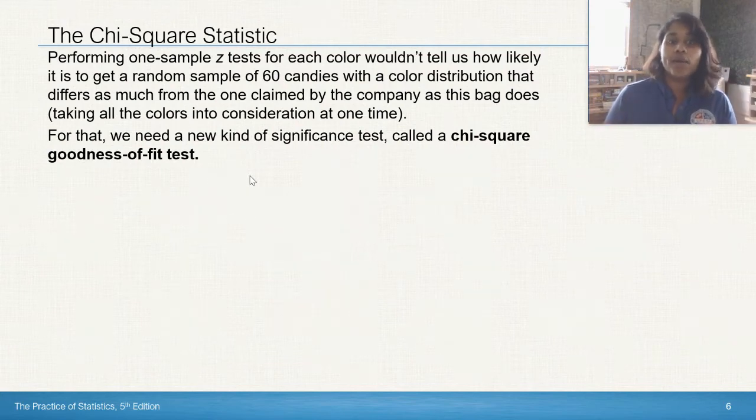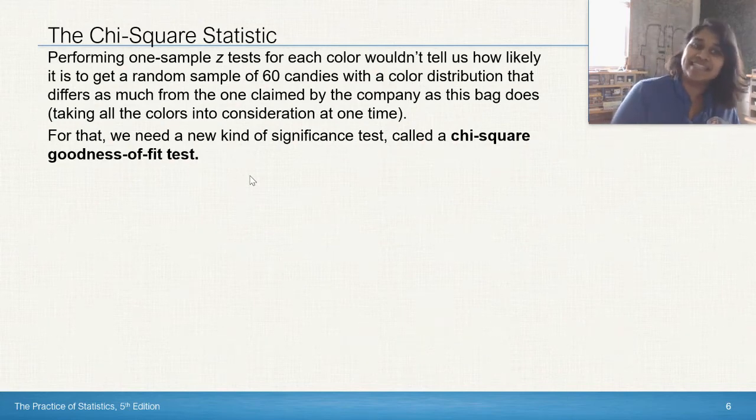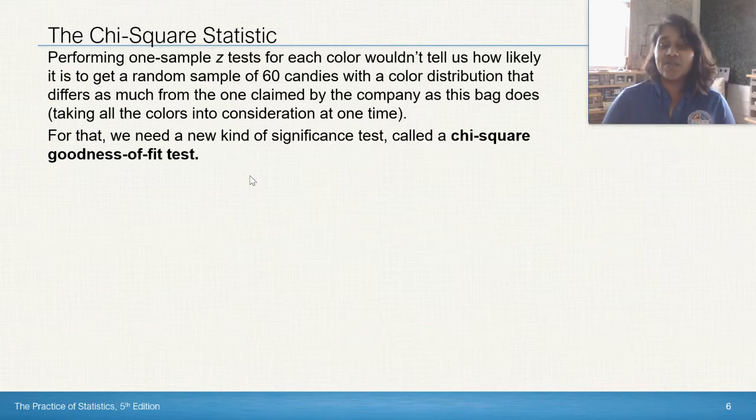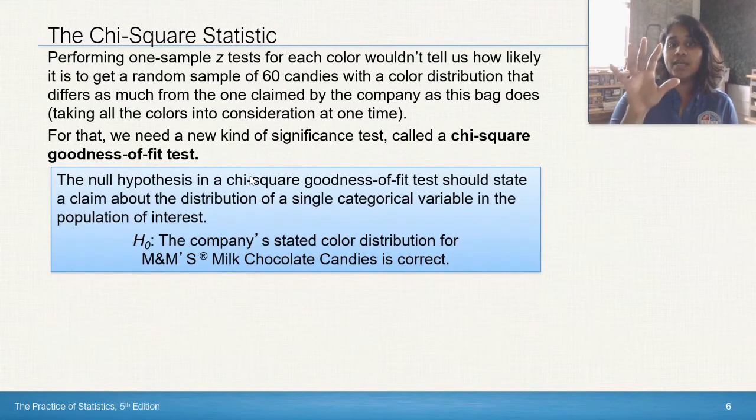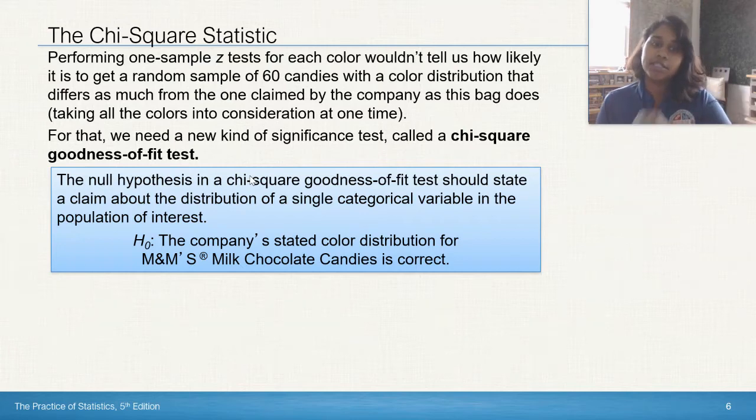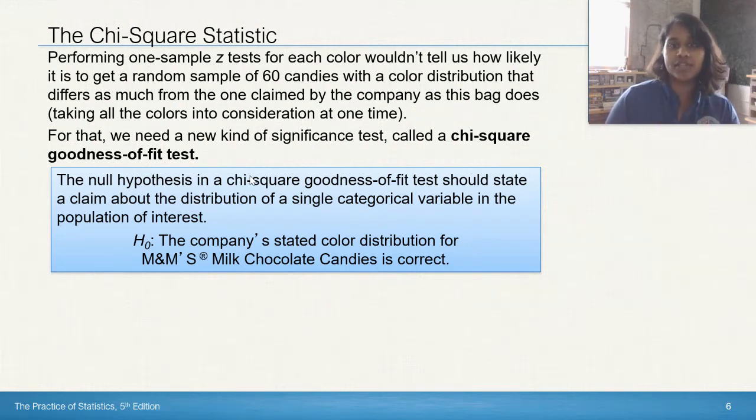Instead of performing a one sample z-test for each color, because it's not going to tell us how likely it is to get a random sample of 60 candies with a color distribution that differs as much from the one claimed by the company as this bag does, we have to use this new significance test. In our example, our null hypothesis would be that the company's stated color distribution for M&M milk chocolate candies is correct. So guess what the alternate is going to be?